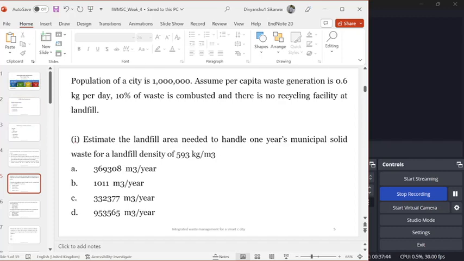Let's do these questions together. Population of the city is 10 lakhs. Assume per capita waste generation is 0.6 kg per day, and 10% of waste is combusted. There is no recycling facility. And estimate the landfill area. So first we have to calculate how much waste is generated. For that we have to multiply 10 lakhs into 0.6, which comes out to be 6 lakh kgs per day.